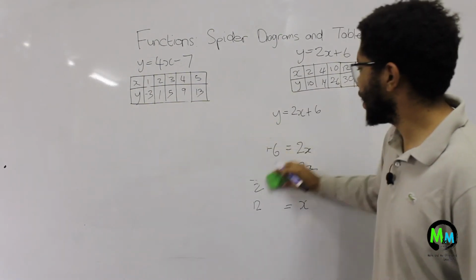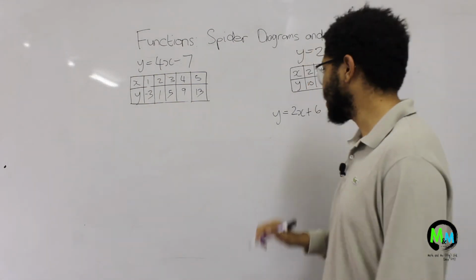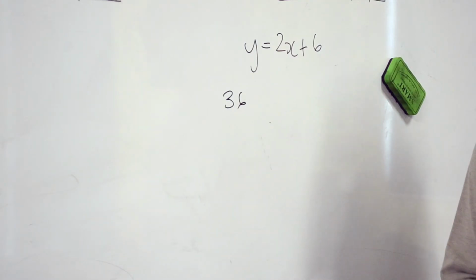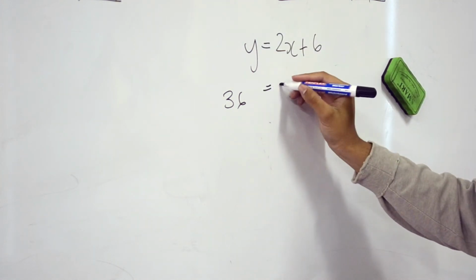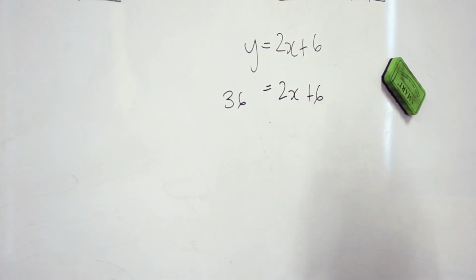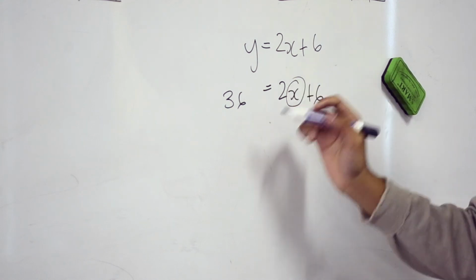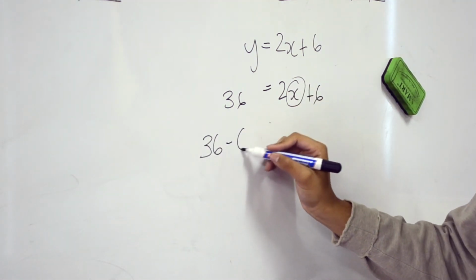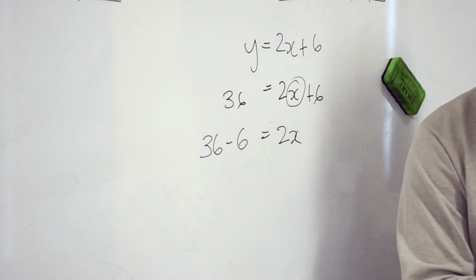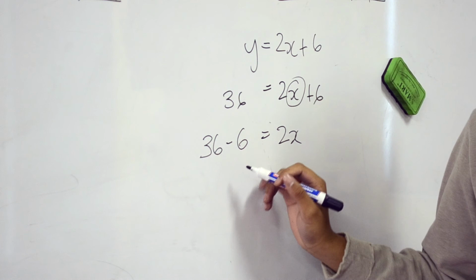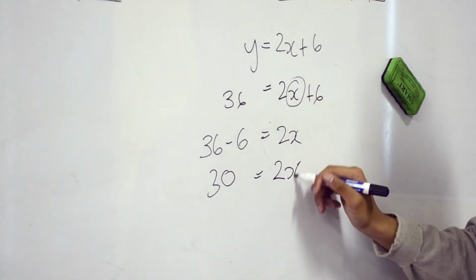Okay, then looking at our final one, we have y being 36. So once again, I'm subbing in 36 wherever I had y in my equation. So 36 is equal to 2x plus 6. And now I once again need to isolate my x. So I'm taking my plus 6 over, and that becomes minus 6. 36 minus 6 is equal to 2x. We know that 36 minus 6 leaves us with 30 on the left hand side is equal to 2x.